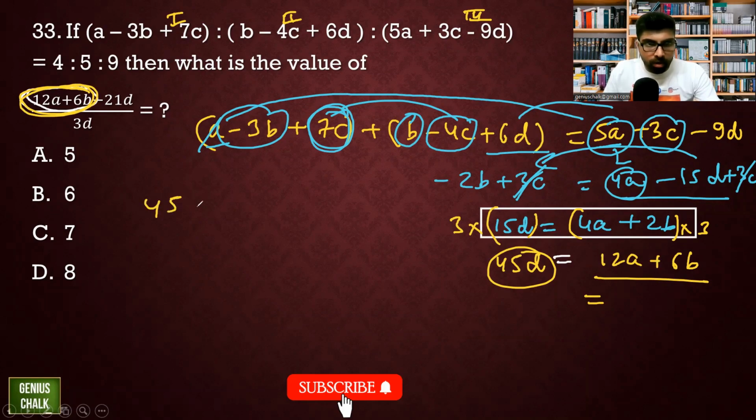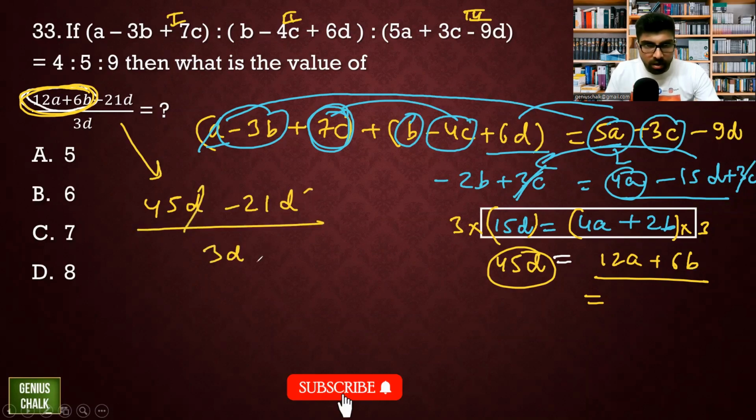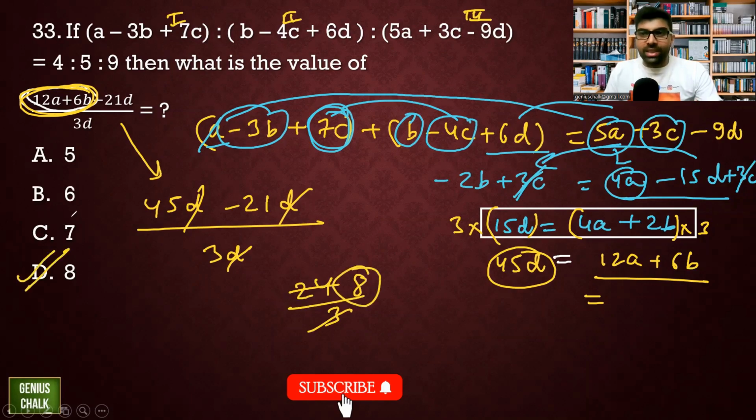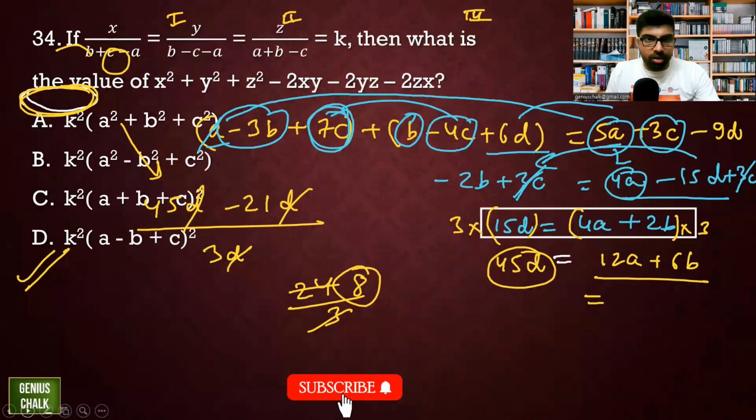So in place of 12A plus 6B, 45D minus 21D by 3D. You know, D and D cancel, taking common. What is this? 45 minus 21. This is 24 by 3. So the answer of this question, this beautiful question, is 8. So remember, 4 plus 5 is same as 9. Very, very important question. All right, next question.